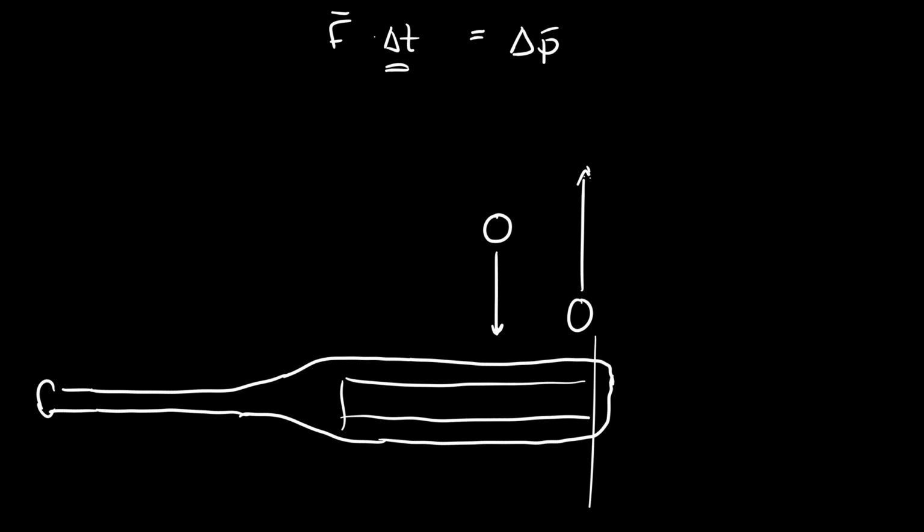You've heard of corking the bat. Now the bat needs to have the same mass, so you put like a steel rod in the center of it.